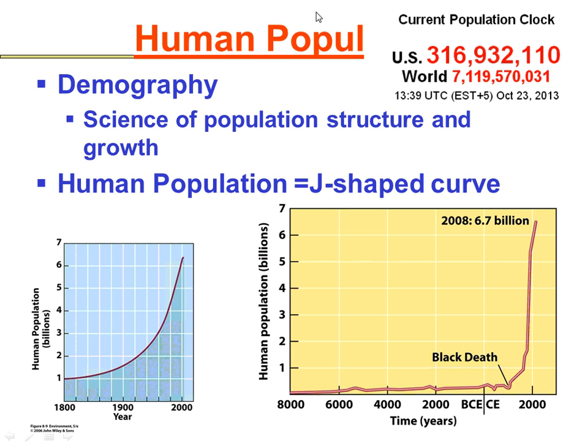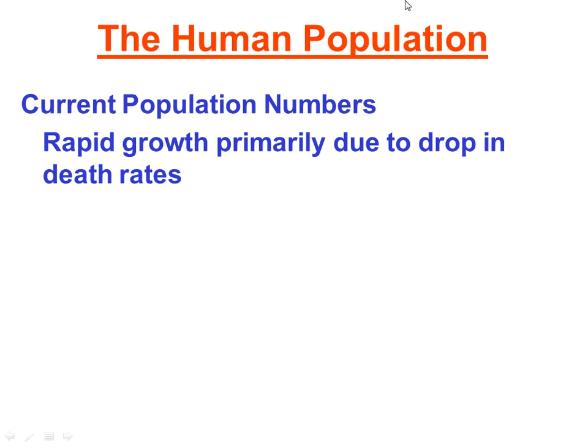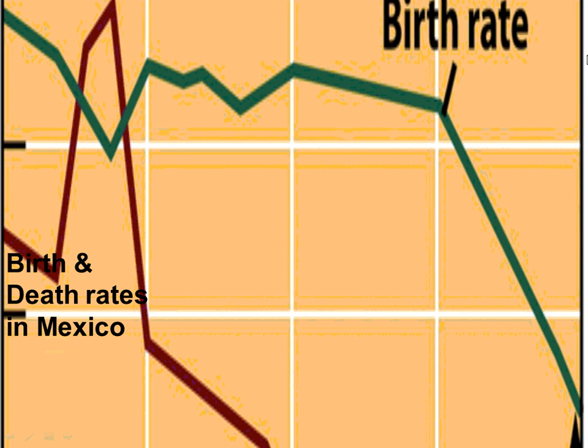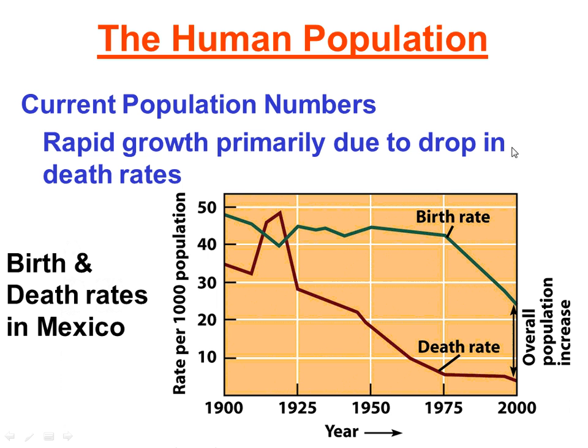So rapid growth in our population, primarily due to a drop in death rates. This is showing you a graph of Mexico, the birth and death rates in Mexico from 1900 to 2000, and the rate per 1,000 population. And you can see our birth rates and our death rates here. And we're going to start to discuss the demographic transition model. We'll discuss that on Monday.